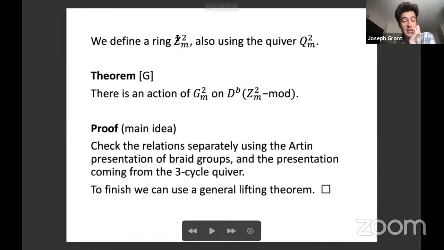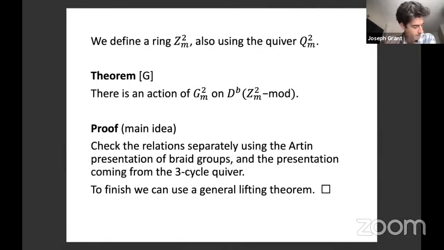Okay, so there's a way to define a ring or an algebra also using this quiver, and one can show that this group that I've just defined combinatorially does act on a category you can construct from this ring, a derived category. And I want to say something very brief about the proof, partly because it helps explain this group a bit more.